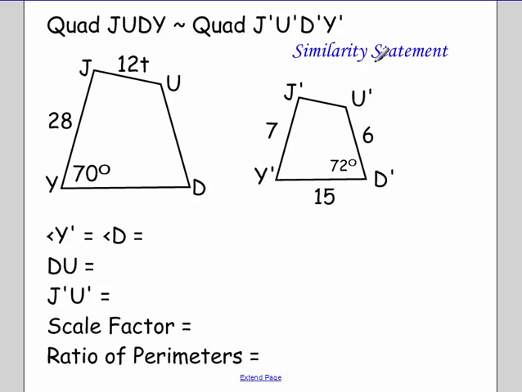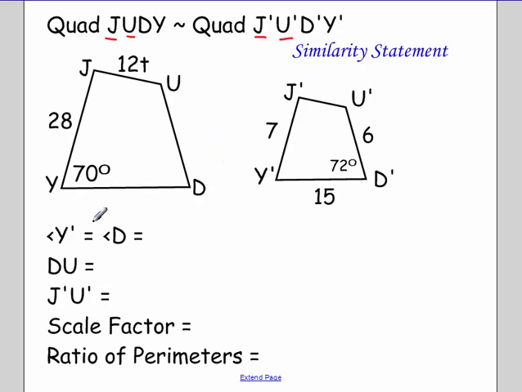Okay, now on to an example. So a similarity statement is what I'm saying. Quadrilateral JUDY is similar to quadrilateral J prime U prime D prime Y prime. Sometimes we just use primes instead of naming it something else to denote that it's the same thing. And just like with congruent triangles and congruent quadrilaterals, corresponding sides are going to be proportional and corresponding angles are going to be congruent. So angle J is congruent to J prime. Angle U is congruent to U prime, and so on.